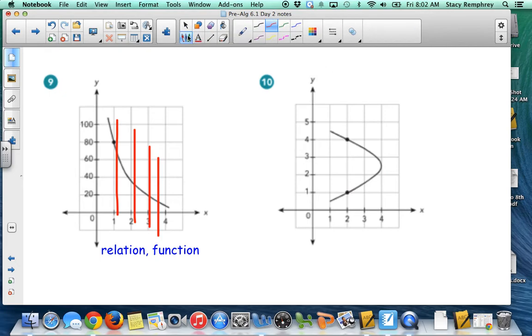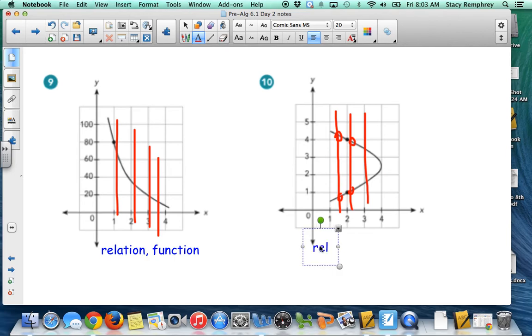Now when I go to this one, this is a whole bunch of ordered pairs. There's so many you can't write them all down. But look here, look, I hit this twice. I hit it here twice. That breaks my vertical line test, so this one is a relation only, not a function.